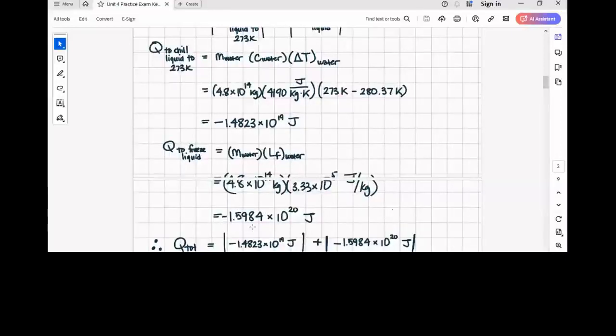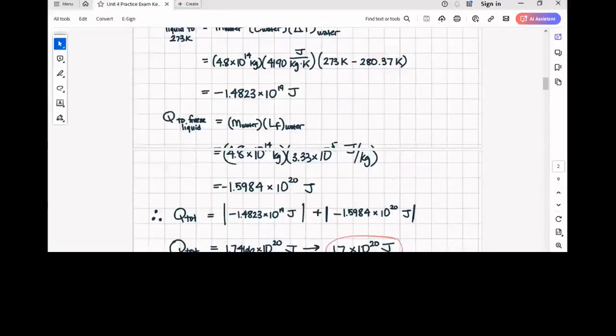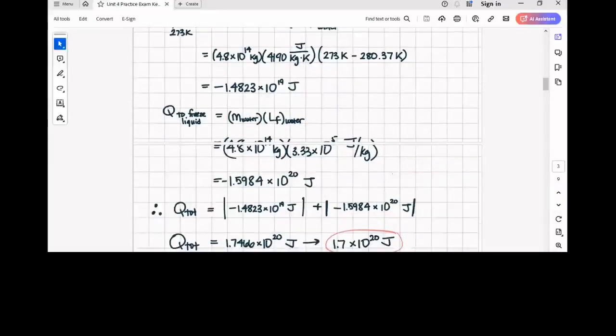That's negative 1.5984 times 10 to the 20 joules. And if I take the absolute values and then add them together, I get the total heat that has to be lost in order to achieve that two-part process. This is 1.7466 times 10 to the 20 joules, which we can round to 1.7 times 10 to the 20 joules when we apply sig figs.